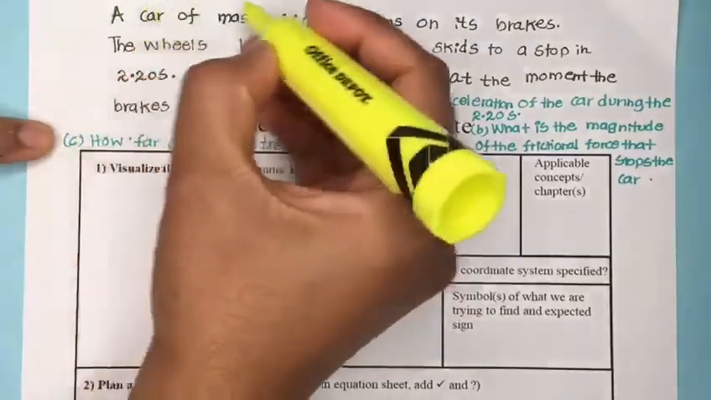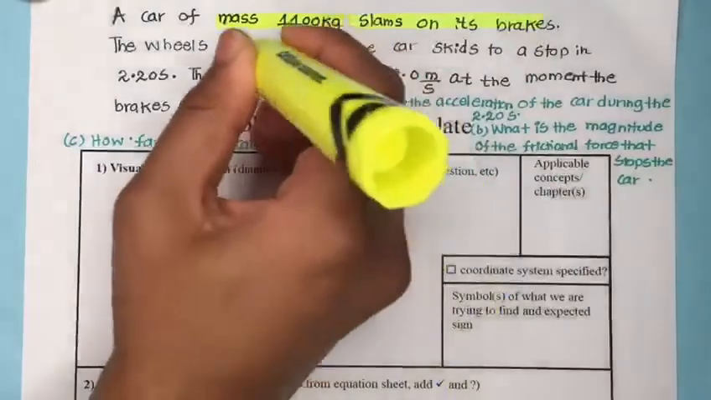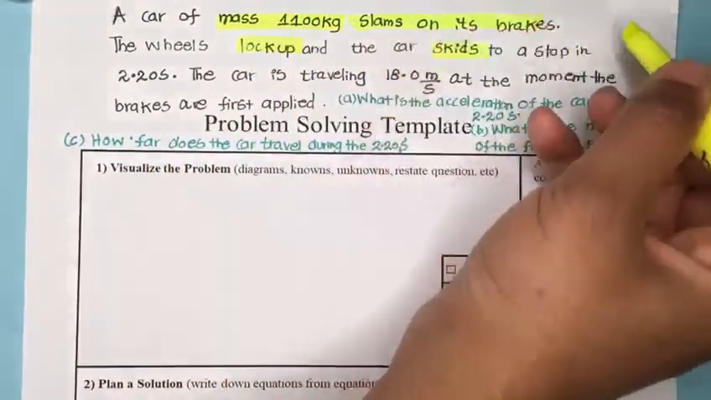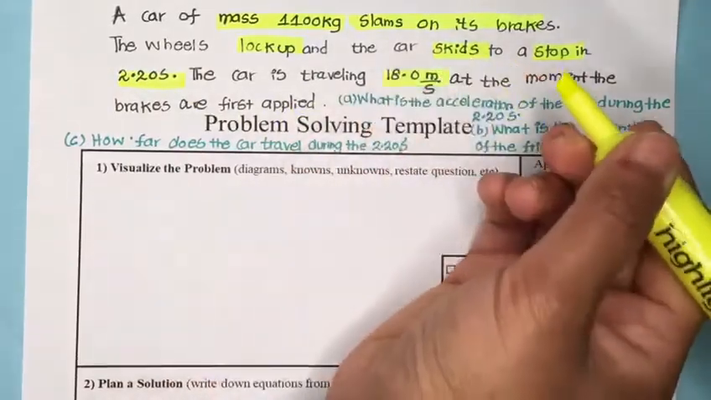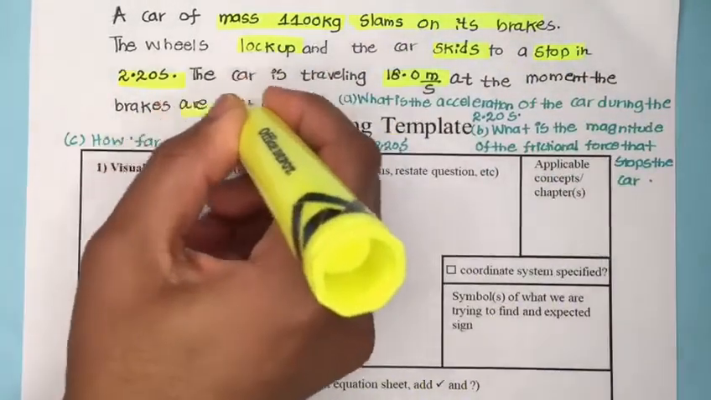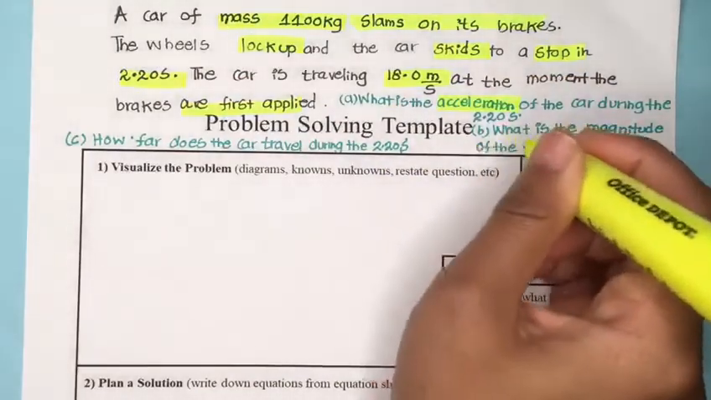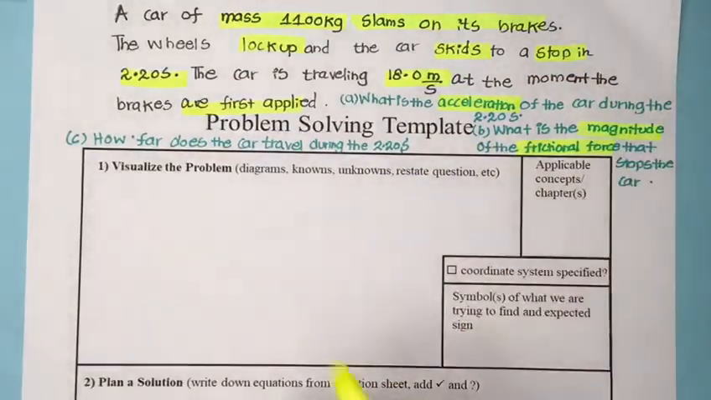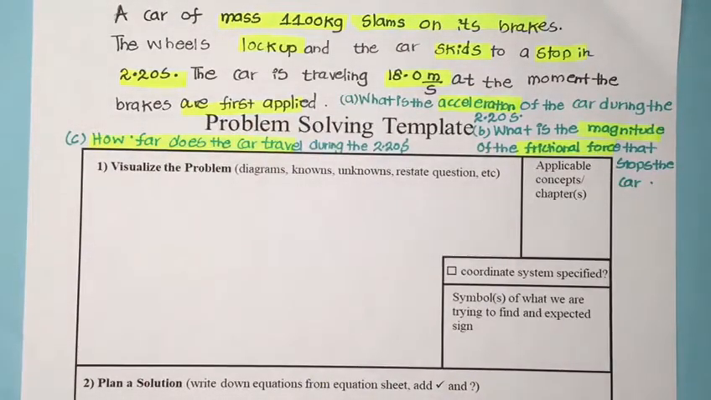A car of mass 1,100 kilograms slams on its brakes, the wheels lock up, and the car skids to a stop in 2.2 seconds. The car is traveling at 18 meters per second at the moment the brakes are first applied. We need to calculate the acceleration of the car, the frictional force that opposes the car's motion, and how far the car travels.